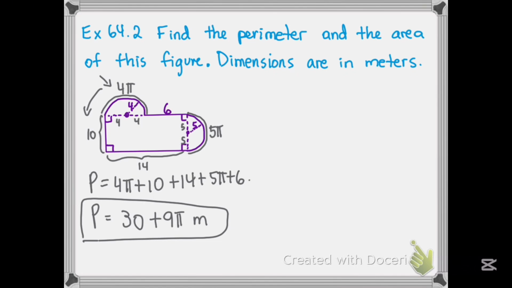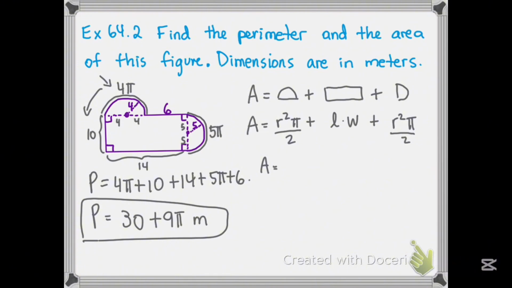Now for the area, we're going to do the same. Remember, it's good to do the drawing so that you have like a map of what you're doing. So we have the semicircle there on top, then we have a rectangle, and then we have another semicircle that is in this direction. So then we write the formulas. Then we substitute, so it's going to be 4 squared pi divided by 2 plus the length is 14 and the width is 10 plus the 5 squared pi divided by 2.